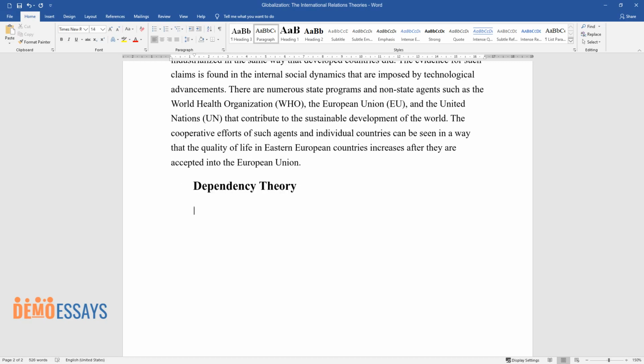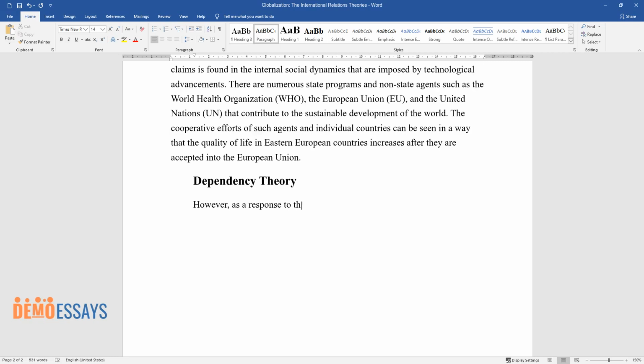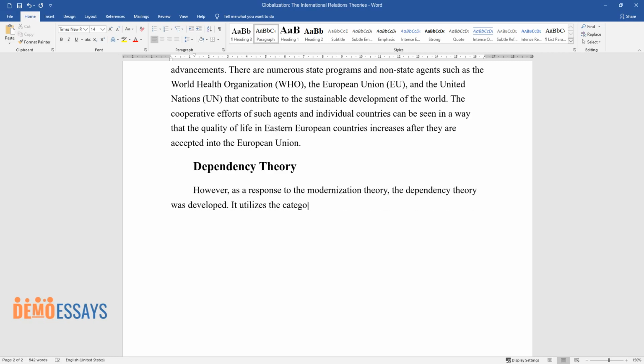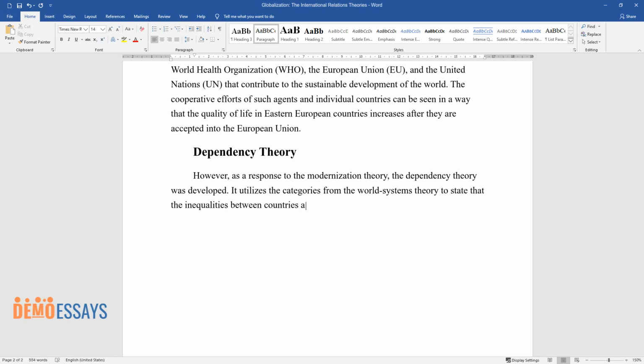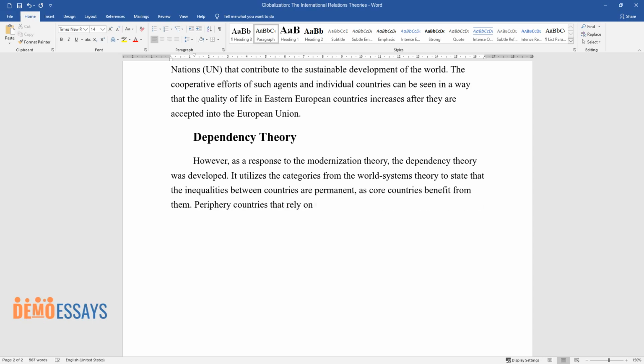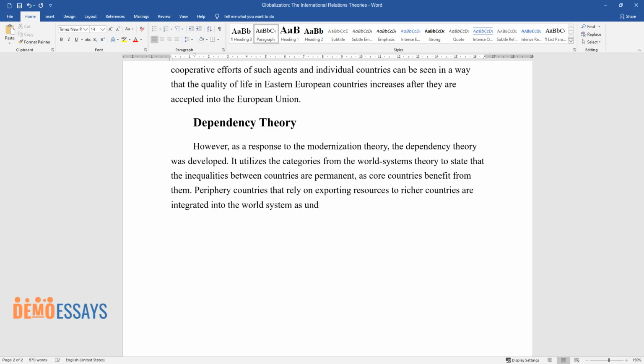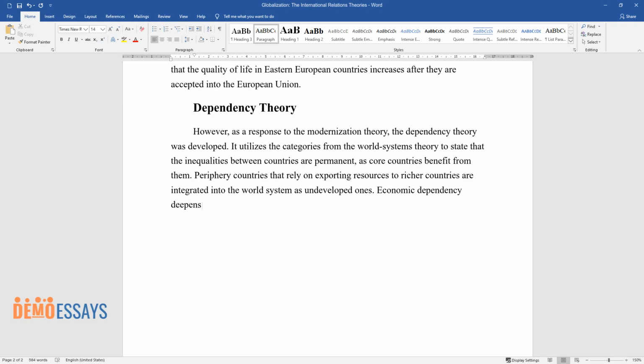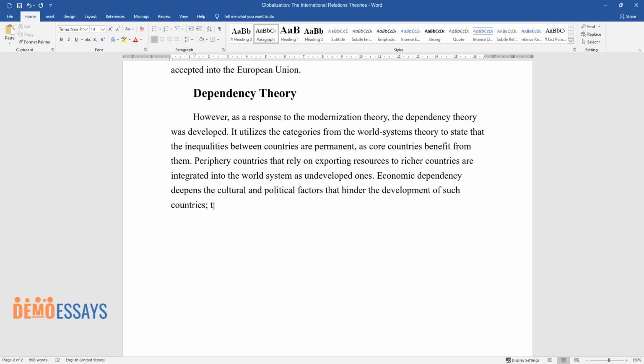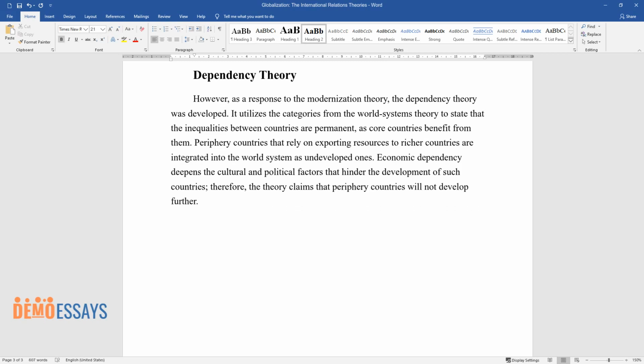Dependency theory. However, as a response to the modernization theory, the dependency theory was developed. It utilizes the categories from the world systems theory to state that the inequalities between countries are permanent, as core countries benefit from them. Periphery countries that rely on exporting resources to richer countries are integrated into the world system as undeveloped ones. Economic dependency deepens the cultural and political factors that hinder the development of such countries. Therefore, the theory claims that periphery countries will not develop further.